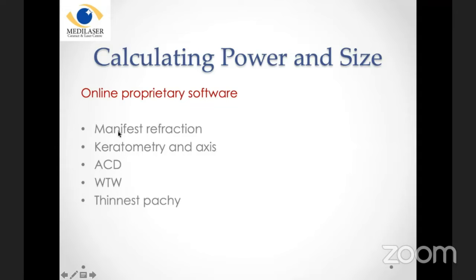And in these, we need to enter the manifest refraction of the patient, the keratometry and the axis. These will help us derive the power of the phakic IOL, while the size is determined by two important parameters. First is the anterior chamber depth. Second is the white-to-white measurement. Pachymetry reading is also necessary. So I'm going to elaborate a little on the ACD and white-to-white measurements.